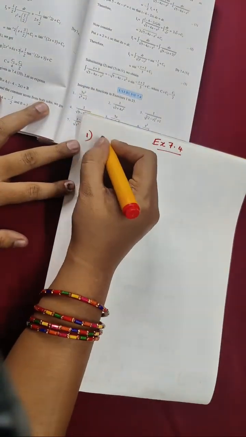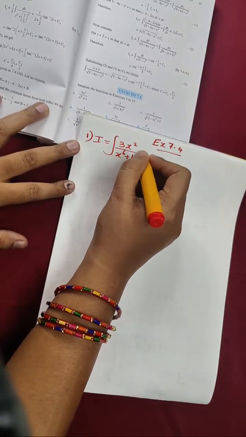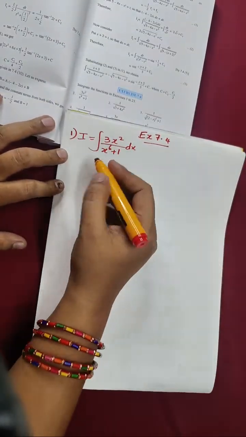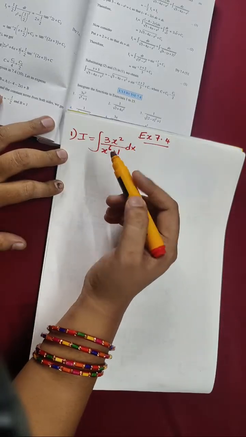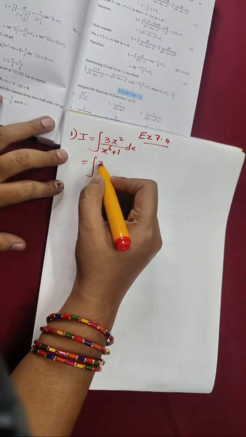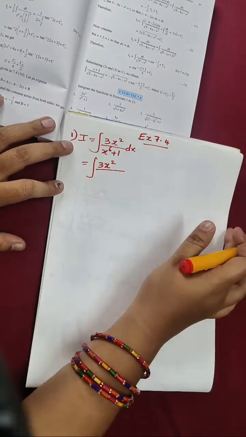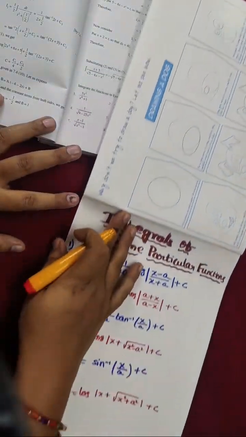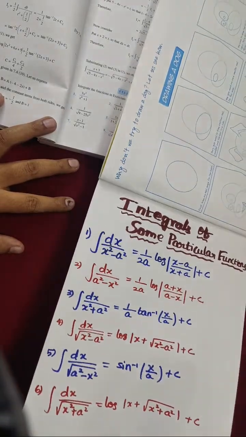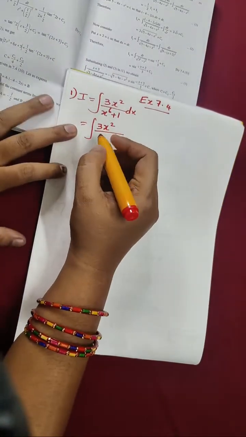Question number 1. Integral I equal to 3x square by x power 6 plus 1 dx. As I said, if you want to use a formula, the numerator should be 1. In the numerator the degree is 2, and in the denominator the degree is 6. Can we rearrange x power 6 as a power, the whole power? If you check all the formulas, it is power 2 for all the formulas. So we are going to express this x power 6 as power 2.